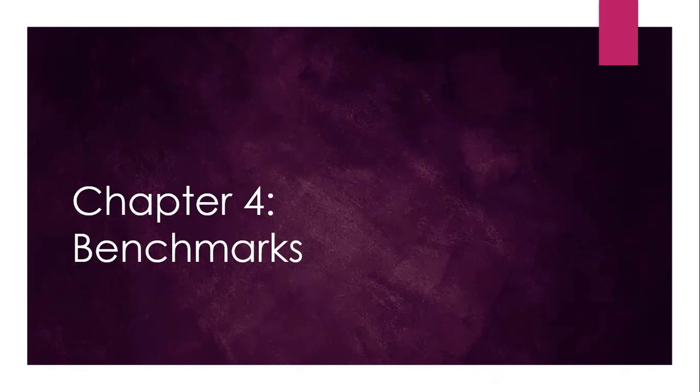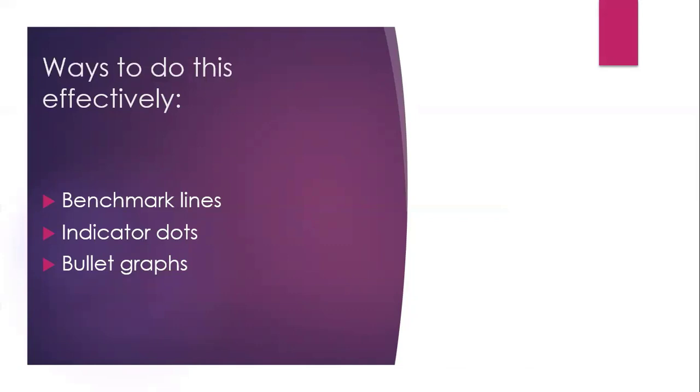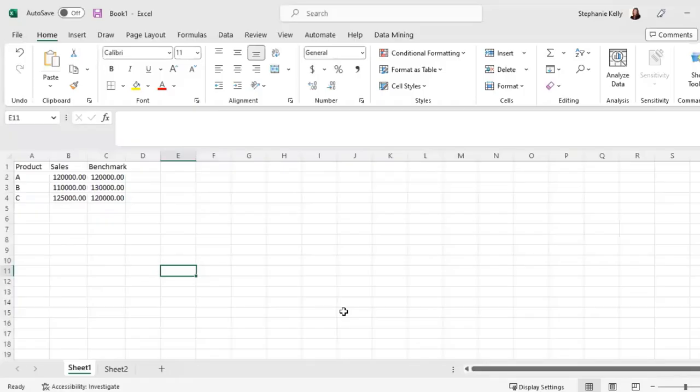Benchmark indicators are an important piece of data storytelling that show not just where your data is, but where it's trying to go. There are a few straightforward ways to do this effectively. The first is by using benchmark lines. Benchmark lines can be created easily in charts in Microsoft Excel by simply developing a combo chart.